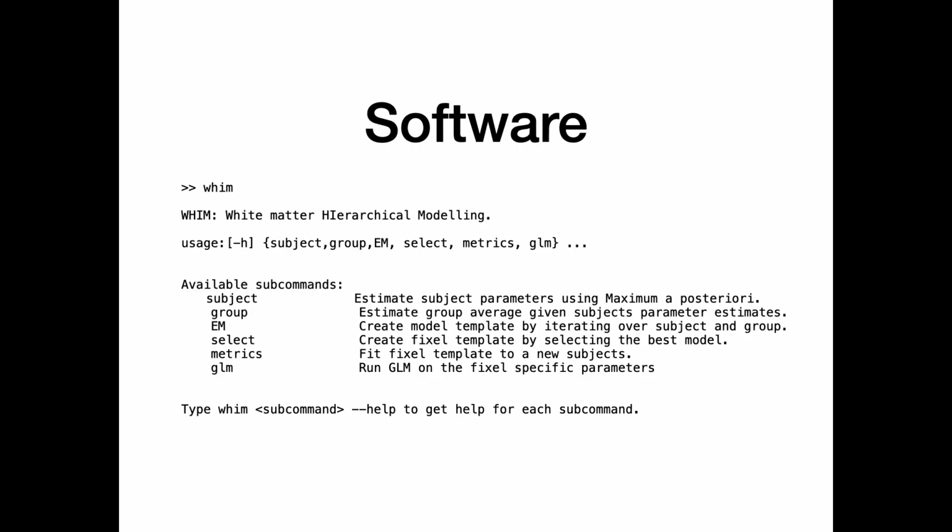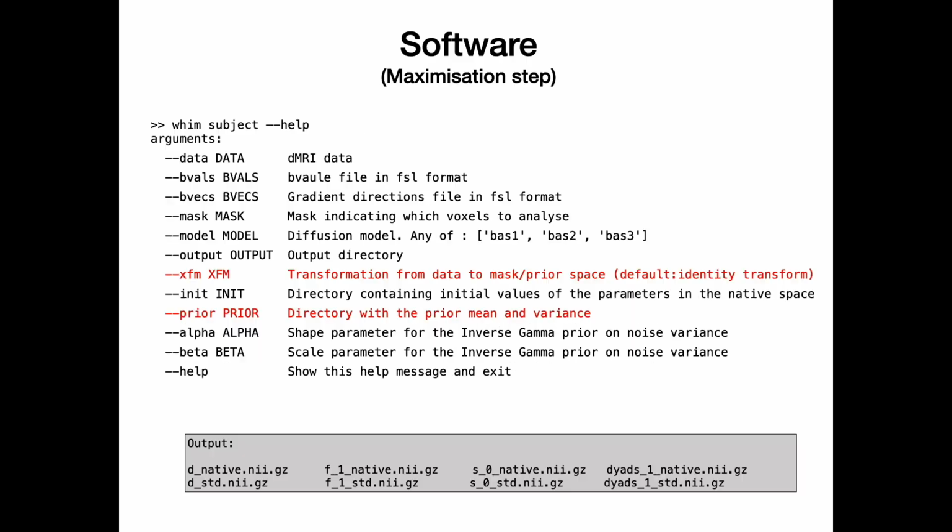Whim is implemented as an FSL command line tool. It includes a set of subcommands that handle the main stages of the pipeline, from subject-level processing to group modeling and statistical analysis. In the next few slides, I will walk through these subcommands and show how they are used in practice. The first subcommand is Whim subject, which fits the model at the individual subject level.